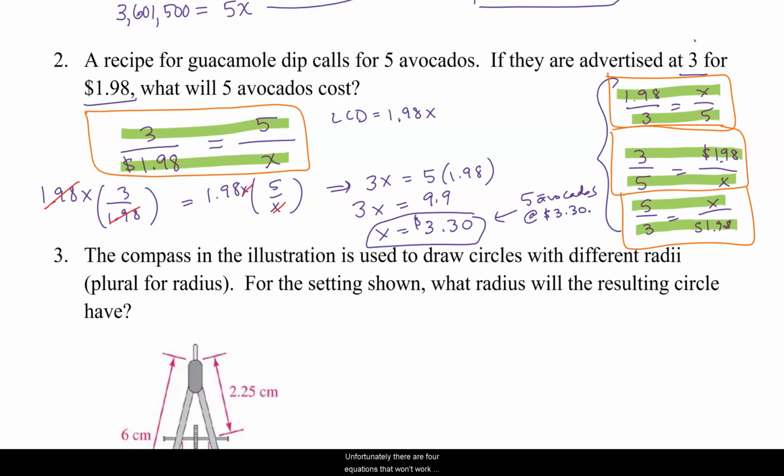Unfortunately, there are 4 equations that won't work. Switch just one of these fractions. Take the reciprocal of just one of the fractions in any of these 4 equations and you get that other bad equation, because like things are not in like places. So just double check before you do that multiplying by the least common denominator that you've got things where they should go in the fractions, that they're similar, and we can set it up correctly.